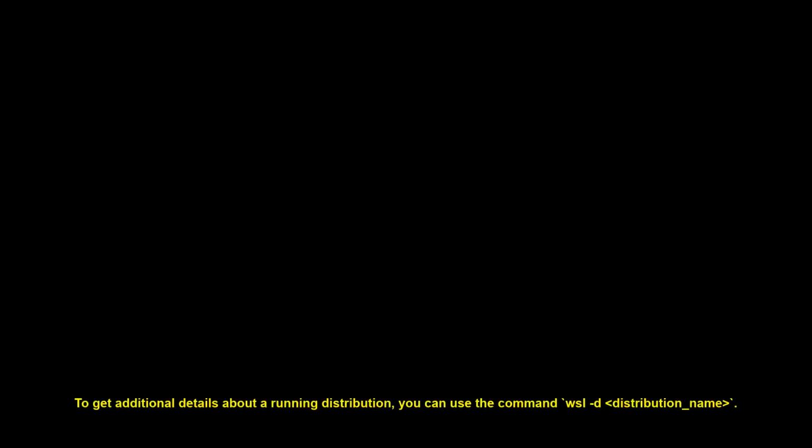To get additional details about a running distribution, you can use the command WSL -d distribution_name. This will launch the specified distribution in a new terminal window. Once you have checked the status, you can return to your main command prompt. You now have a clear understanding of how to verify the WSL distribution status.